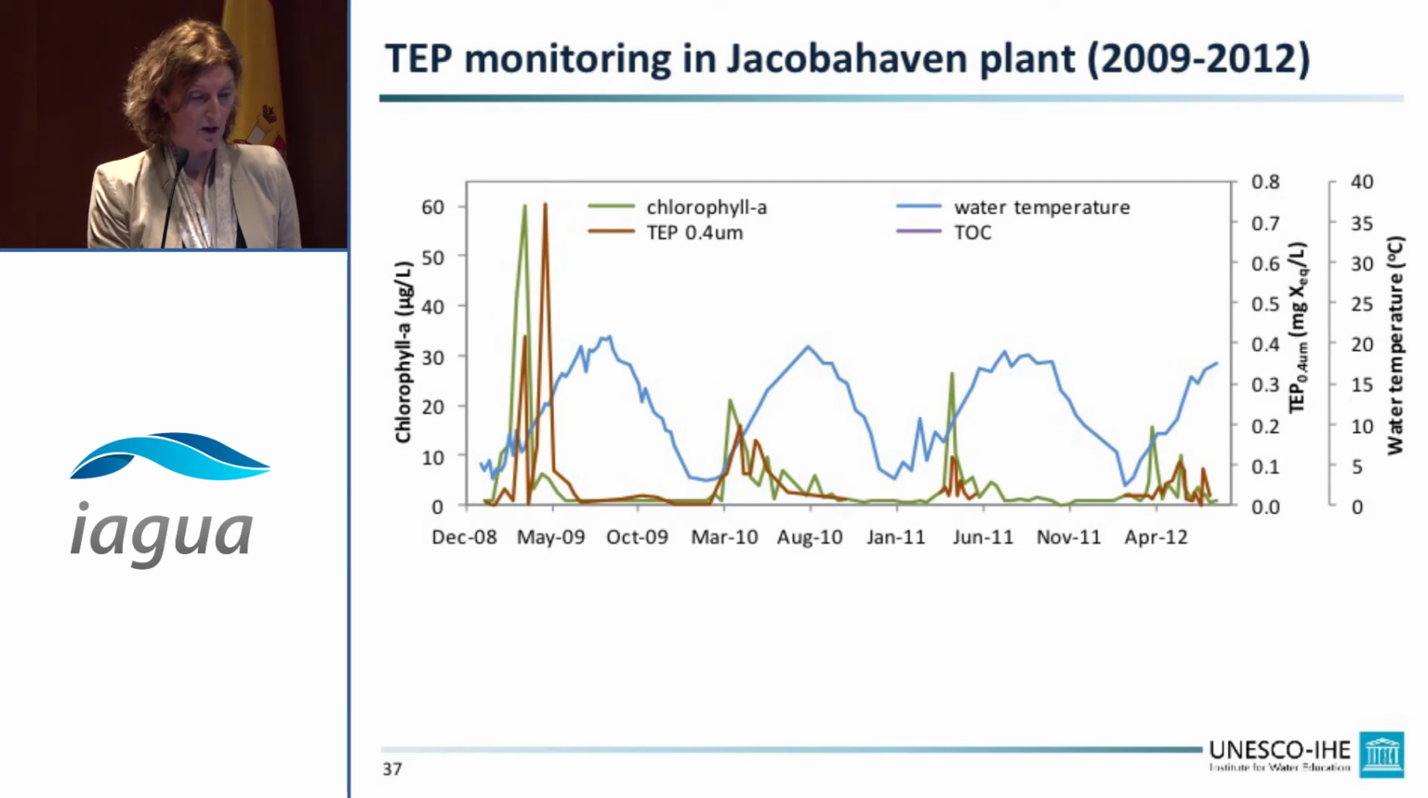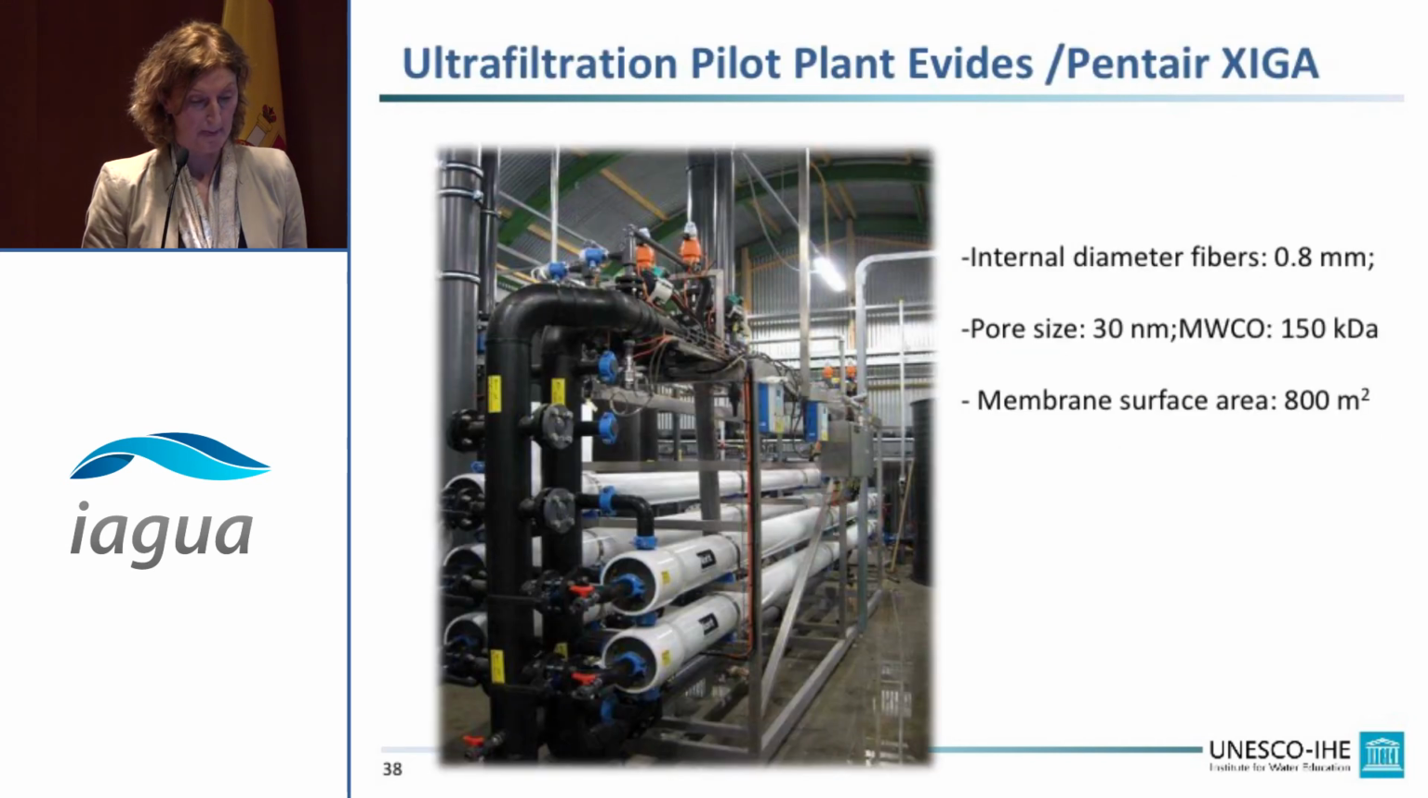Here you see we have the chlorophyll concentration, the TEP concentration, and the water temperature. The first thing you notice is the temperature is cycling all the time, warm in the summer, cold in the winter, all the time. We see the chlorophyll A concentration. You see it peaks every spring, just as the temperature starts to increase, we get a peak of chlorophyll, which is roughly at the same time as the TEP. So the TEP is also increasing as the algae grow, in fact.